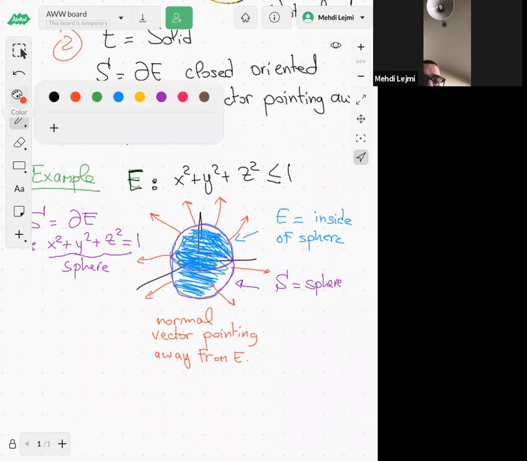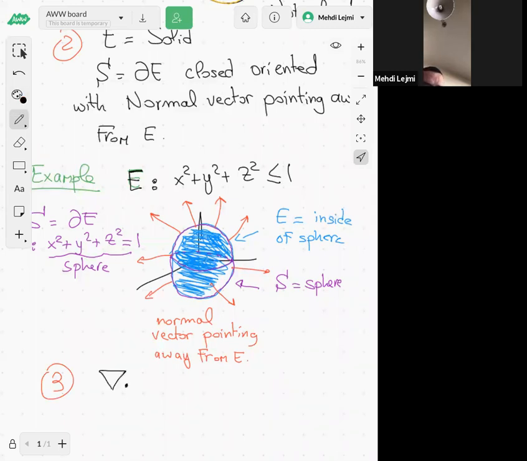Another remark. Guys, if you have a question about this orientation, just let me know. So you need your surface to be oriented with normal vectors pointing away from E, in some sense outward normal vectors. Another remark is about the divergence of the vector field. This is nabla scalar product with a vector field F. This is what we call the divergence of a vector field.